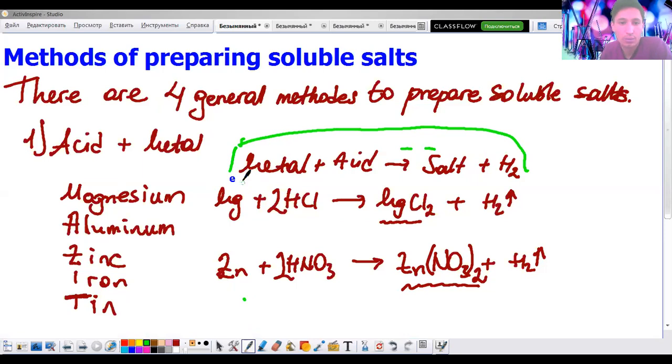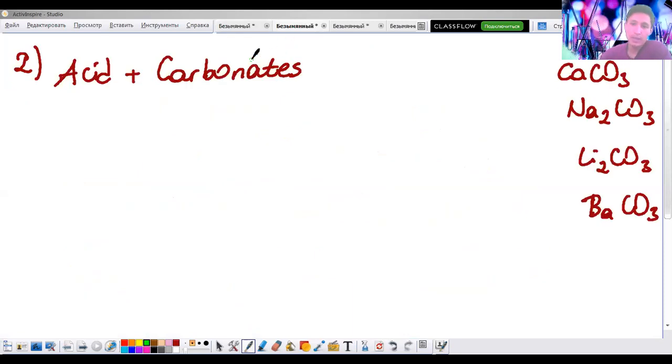This one is a rule. Okay, we continue. The second way: acid plus carbonate. Here I wrote some carbonate examples. This one is all of the carbonates, and I will show you shortly the reaction of the acid plus carbonate.